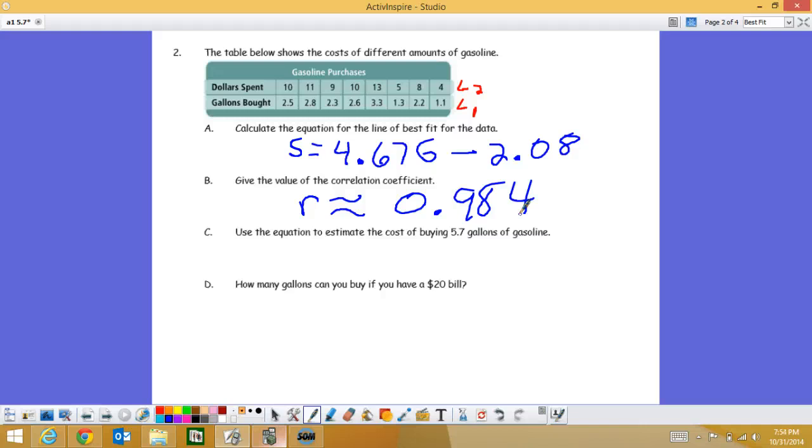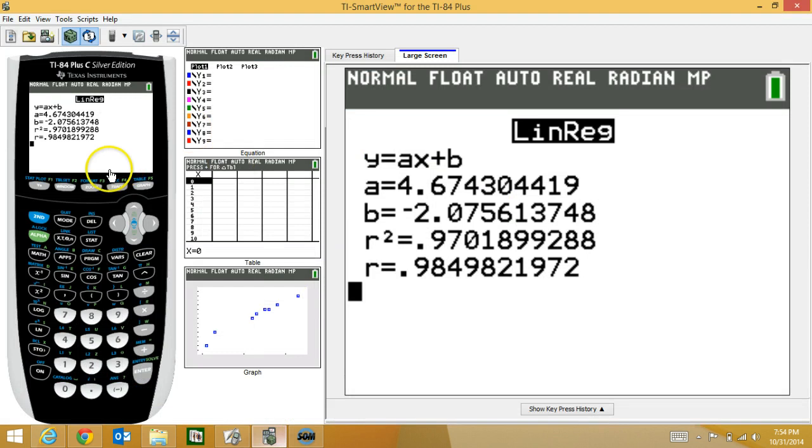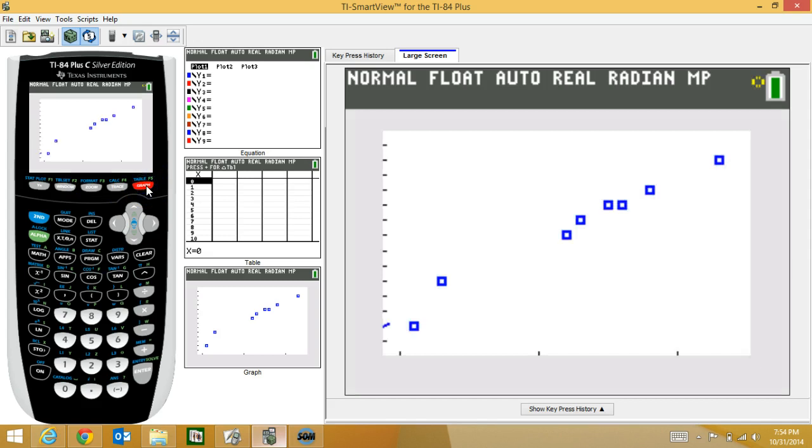So we're going to go back to the calculator, and once again we told the calculator to put that equation in y sub 1 so that when we hit graph we also have that line.